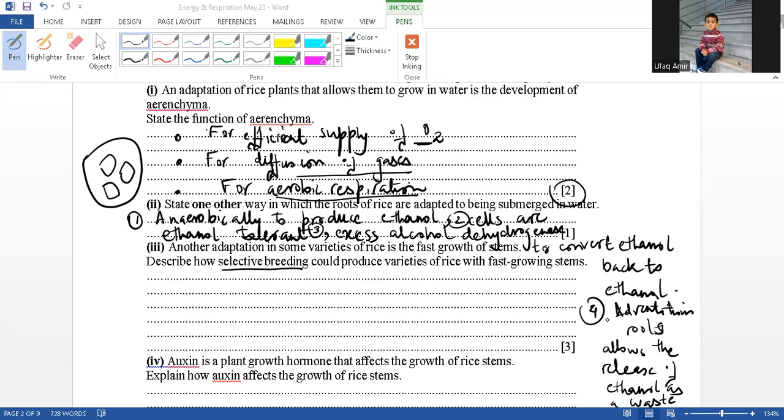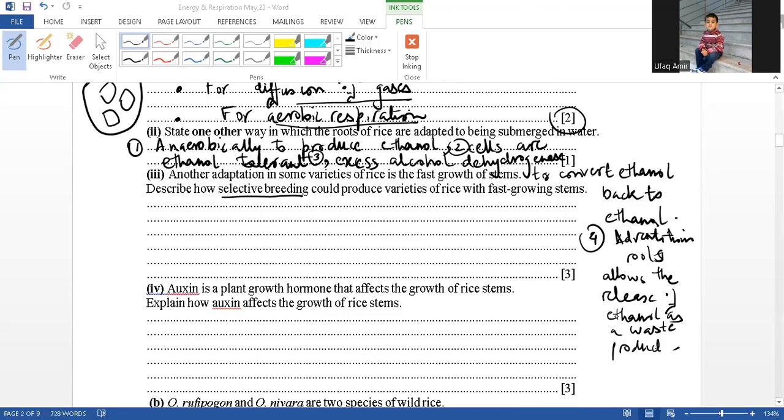Okay, and the last is, I've told you that they have adventitious roots which allow the release of excess ethanol, in fact all the ethanol. And ethanol is a waste product, so it's removed in this way.